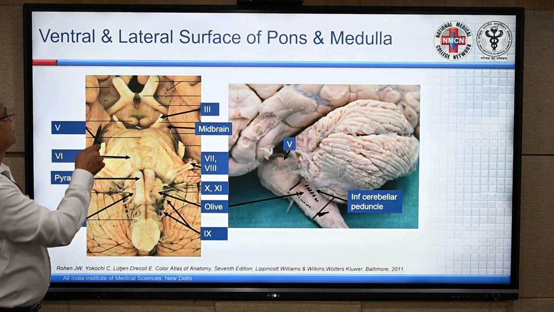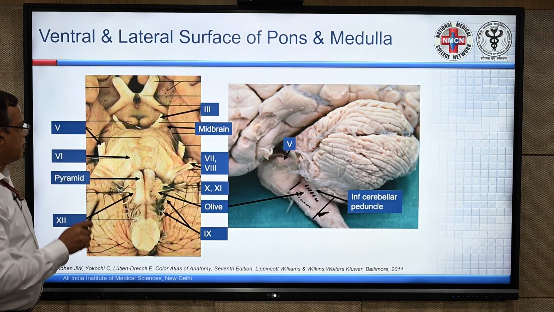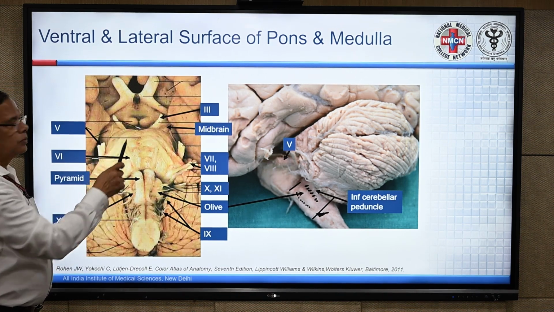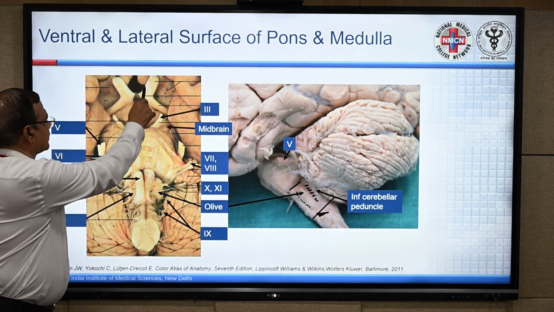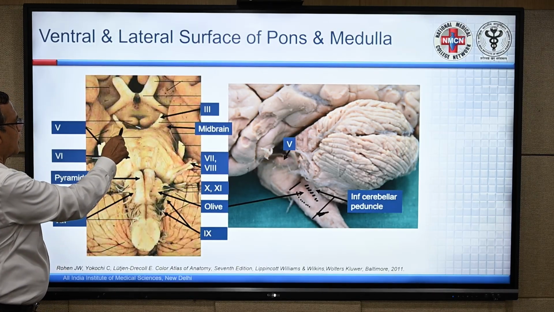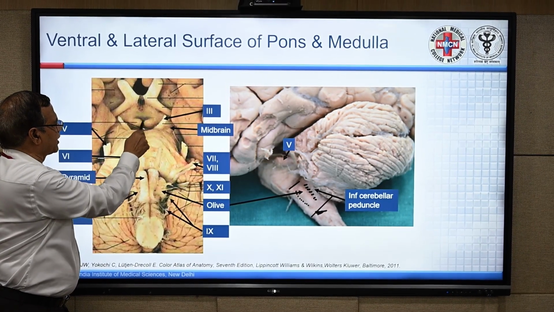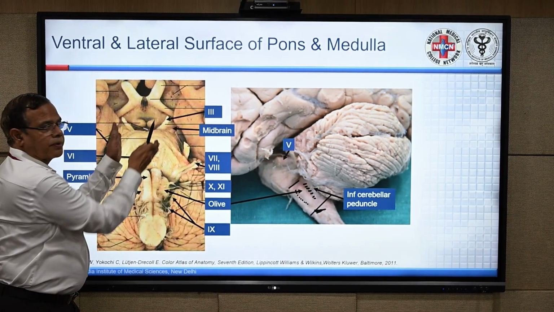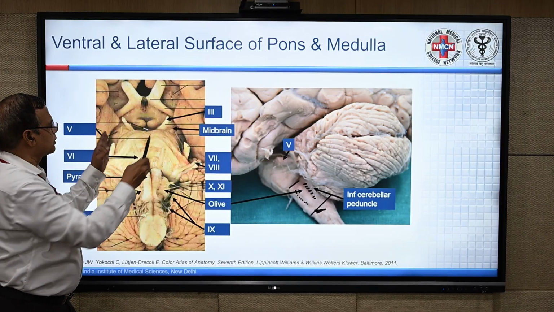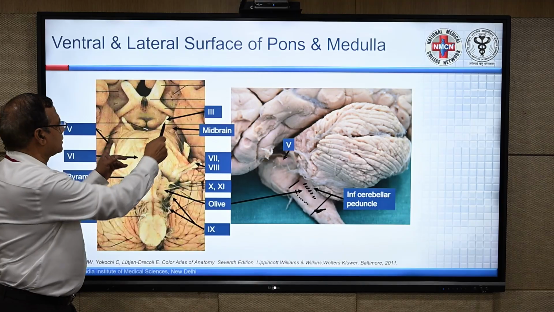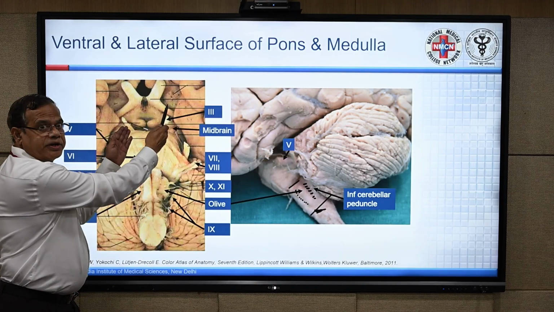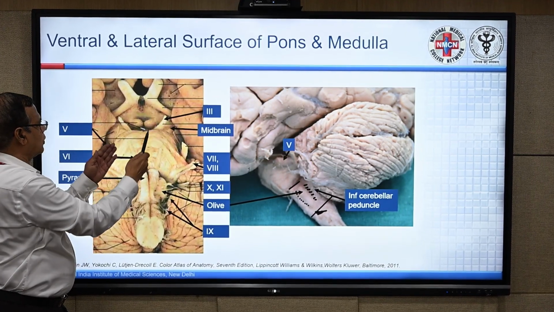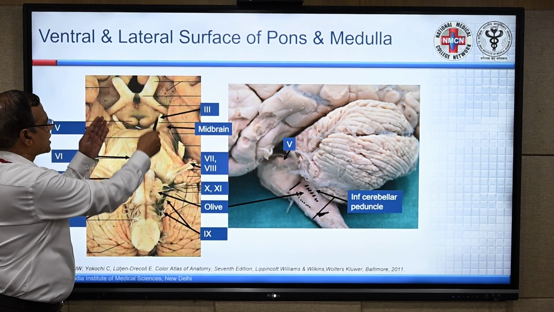The ventral surface and the lateral surface of the pons and medulla. This is showing the ventral surface of the whole brainstem. In the upper part, you see the optic chiasma, and behind it there is an elevated area where the mammillary bodies can be seen. Of the ventral surface of the midbrain, only a part is visible because it is covered by the extension of the medial surface of the temporal lobe, which is the uncus.